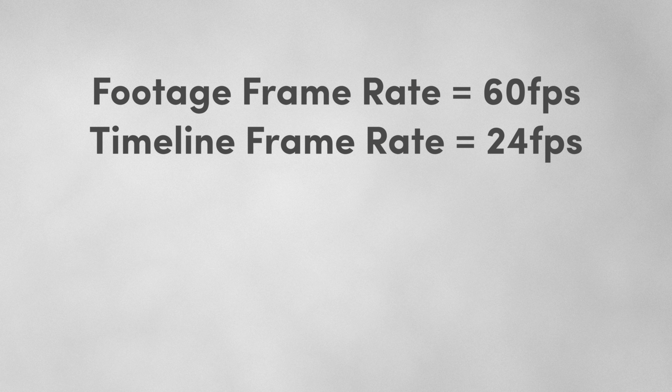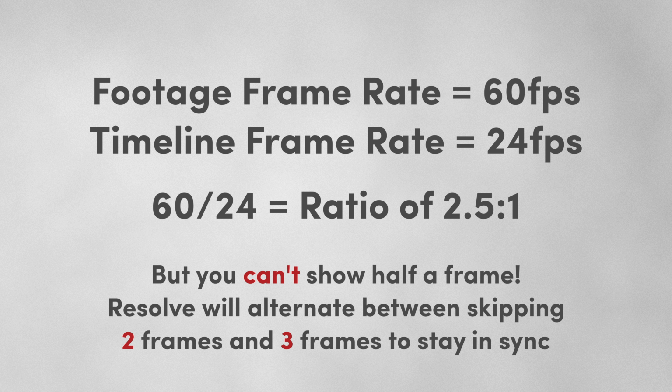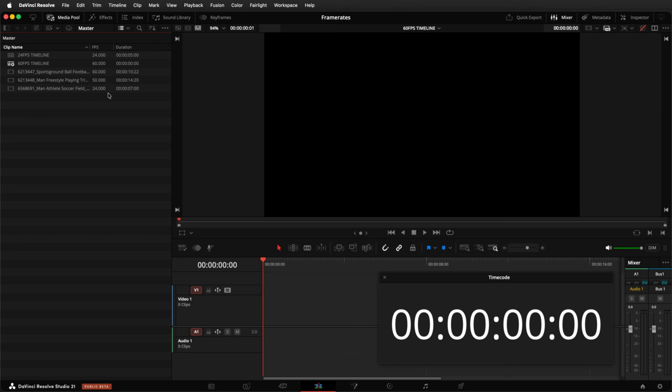In this example, it's going from 60 frames per second to 24. So that means there are 2.5 frames of footage for every frame available on the timeline. And so Resolve will want to show every 2.5 source frames. And since it can't show half a frame, it's going to alternate between dropping 2 and 3 frames to stay in sync. Let's swap it around.